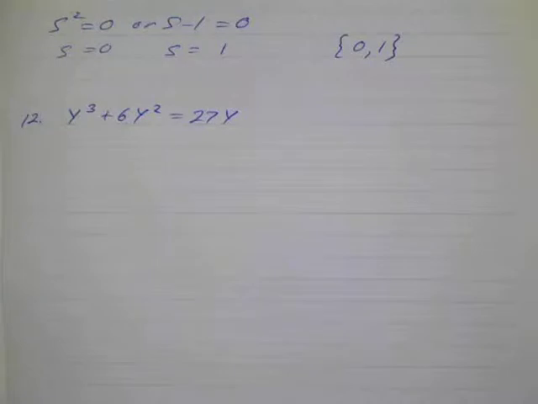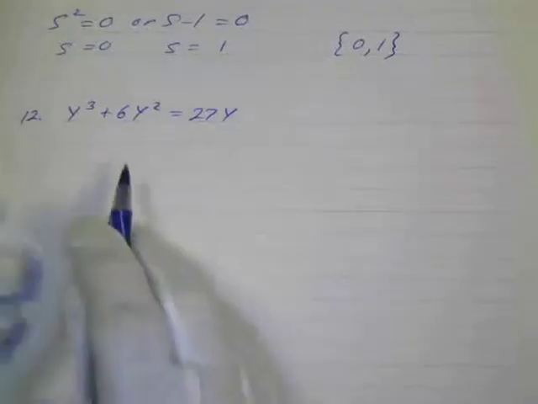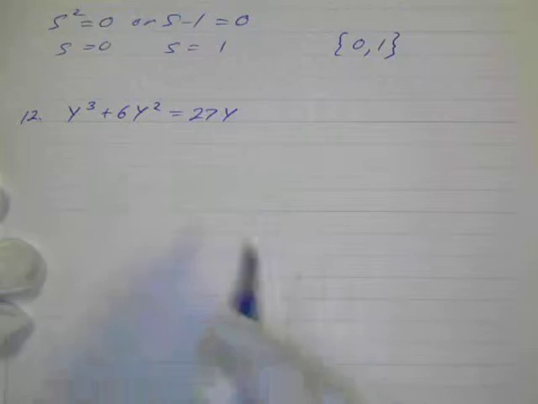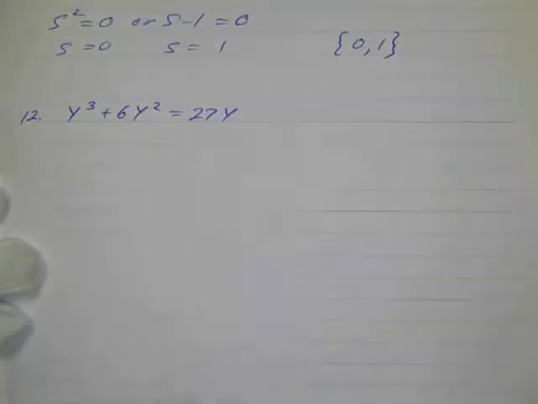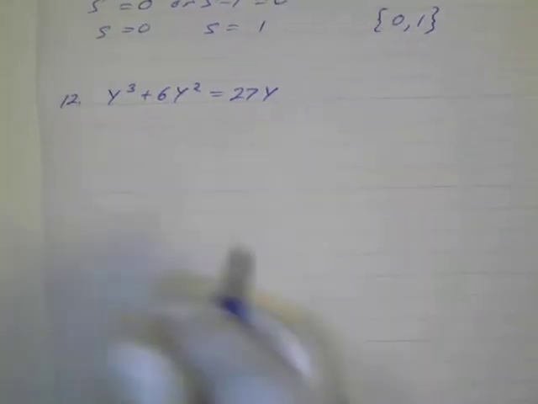Here's some more solving polynomial equations by factoring. And this is a good one. Again, we've got a polynomial here. We want to solve it. So first thing we want to do is set it equal to 0. So we'll subtract 27y from both sides.